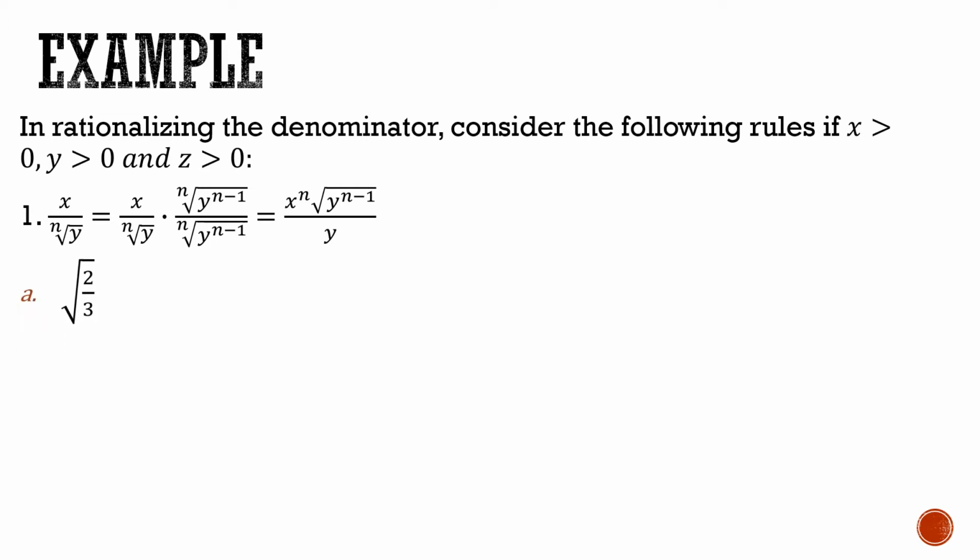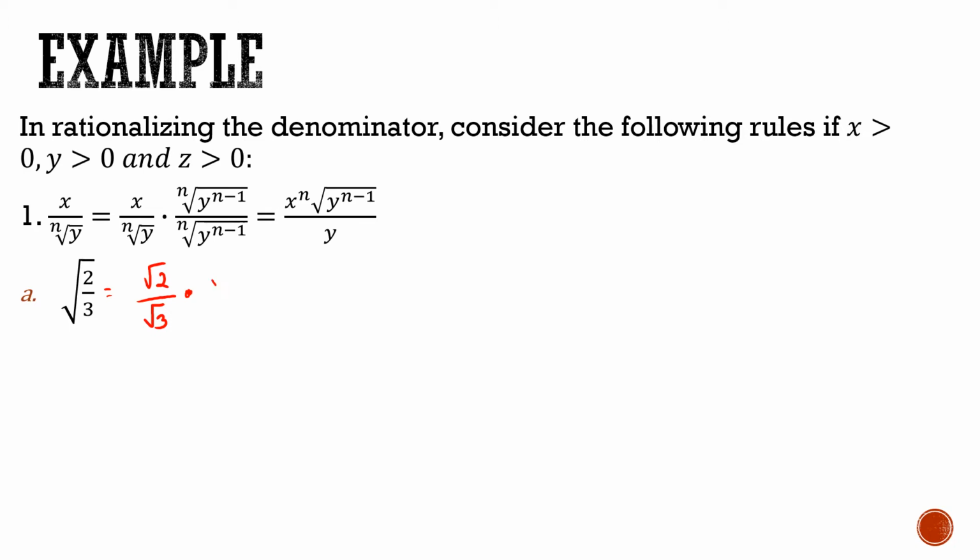Example number 1, square root of 2 over 3. The first step is to distribute the square root sign to both the numerator and denominator. So we can write this as square root of 2 over the square root of 3. After writing it, we can now multiply both the numerator and the denominator by square root of 3 raised to n minus 1. Remember that your n is your index. Since in this given, the index is not visible, automatically your index is 2.